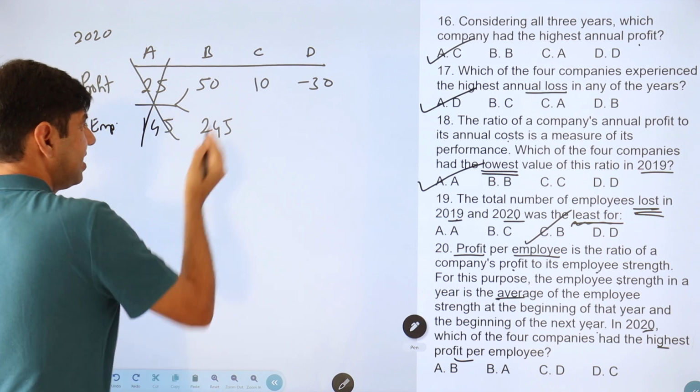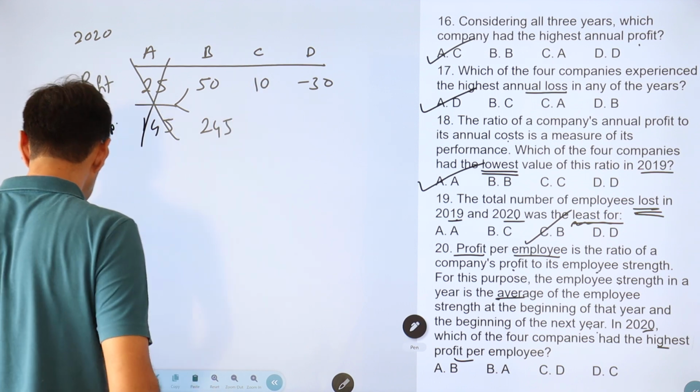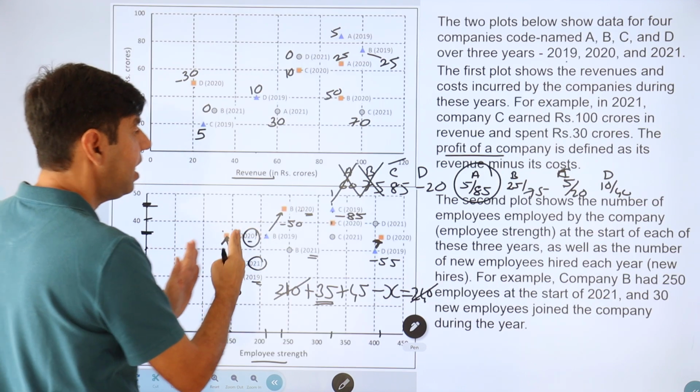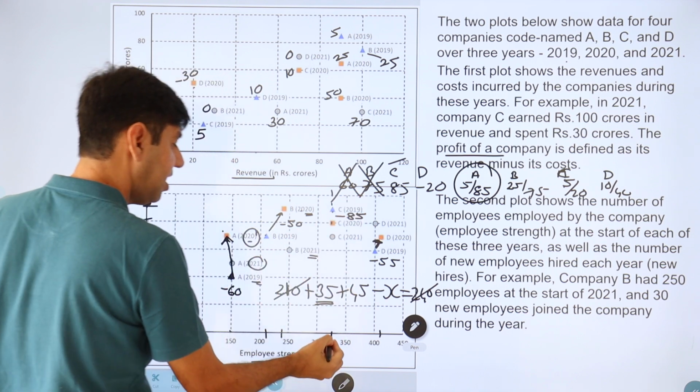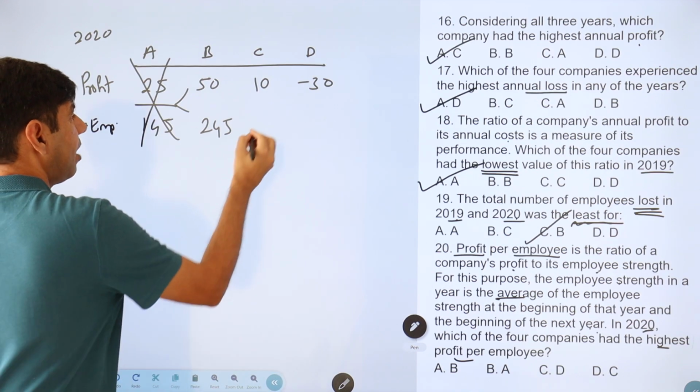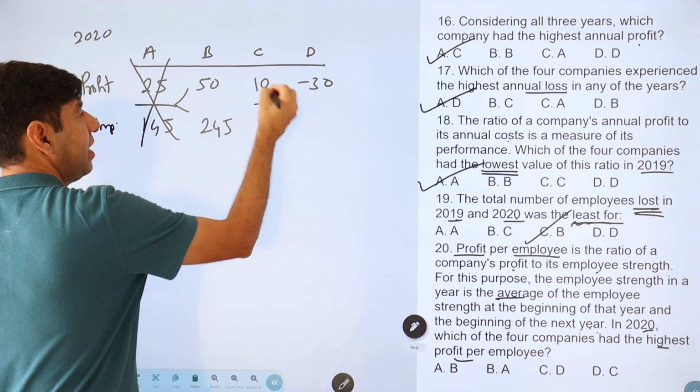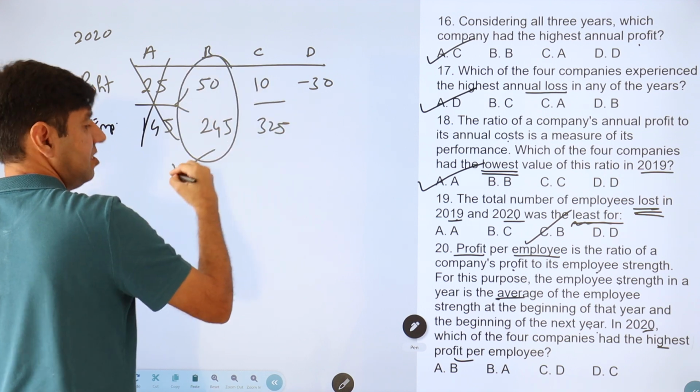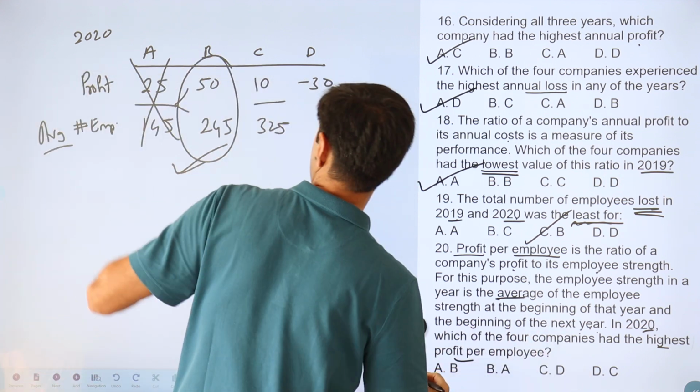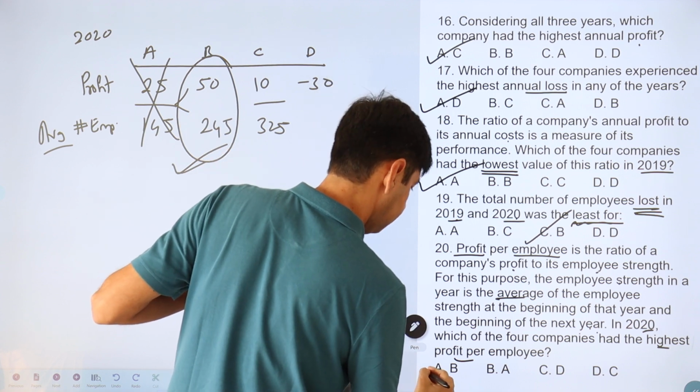And how about C? Let's see. Anyway, this is very less, no? And the number of employees of C is even more. The average is 325. So I won't even look at this. Smaller base, bigger profit. So this is the largest, B company. B is option choice A again.